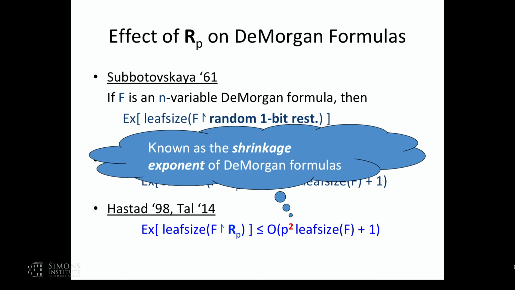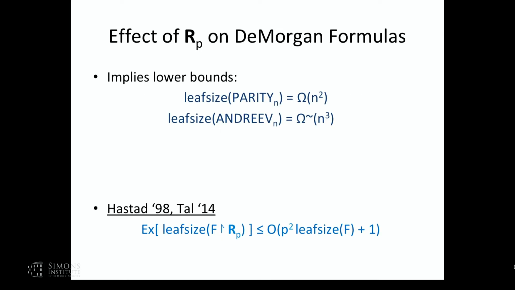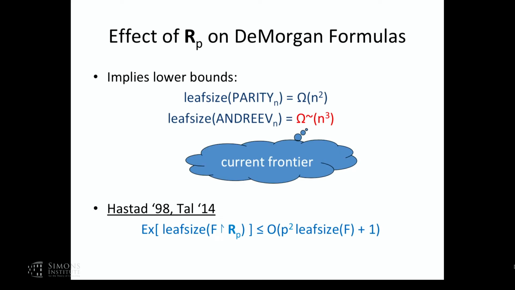And we also get lower bounds from this shrinkage phenomenon with formulas. So this quite directly implies a lower bound of n squared on the leaf size of the parity function. This is known by other arguments as well, like Khrapchenko. But we also get the state-of-the-art, the strongest known lower bounds for a different function known as Andreev's function. These are nearly cubic lower bounds. So, right, this is the current frontier.